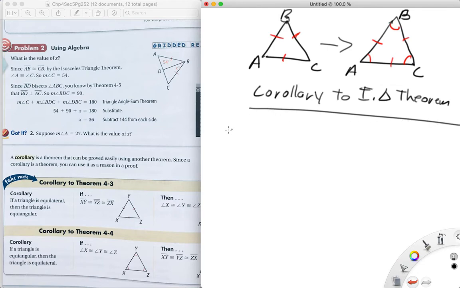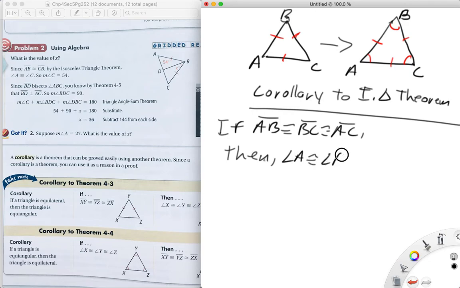And that says that if AB is congruent to BC and is congruent to AC, well, then all the opposite angles are congruent. Angle A is congruent to angle B is congruent to angle C. Corollary to isosceles triangle theorem: if a triangle is equilateral, then the triangle is equiangular. Voila.